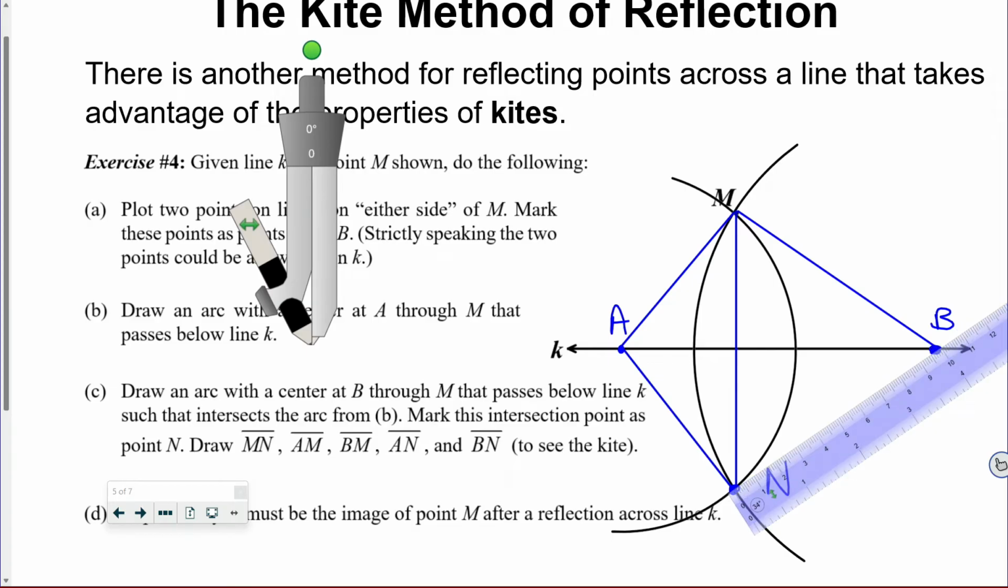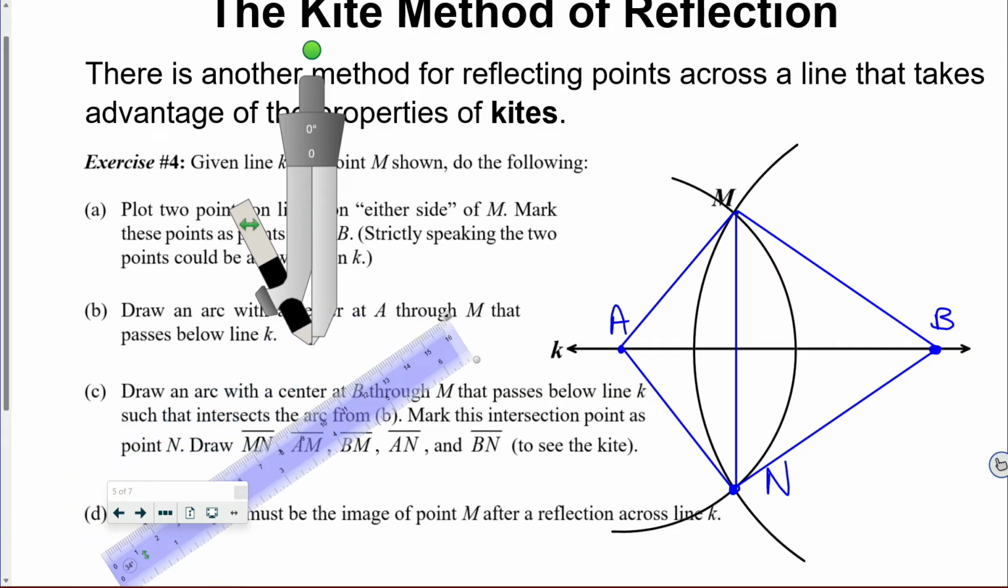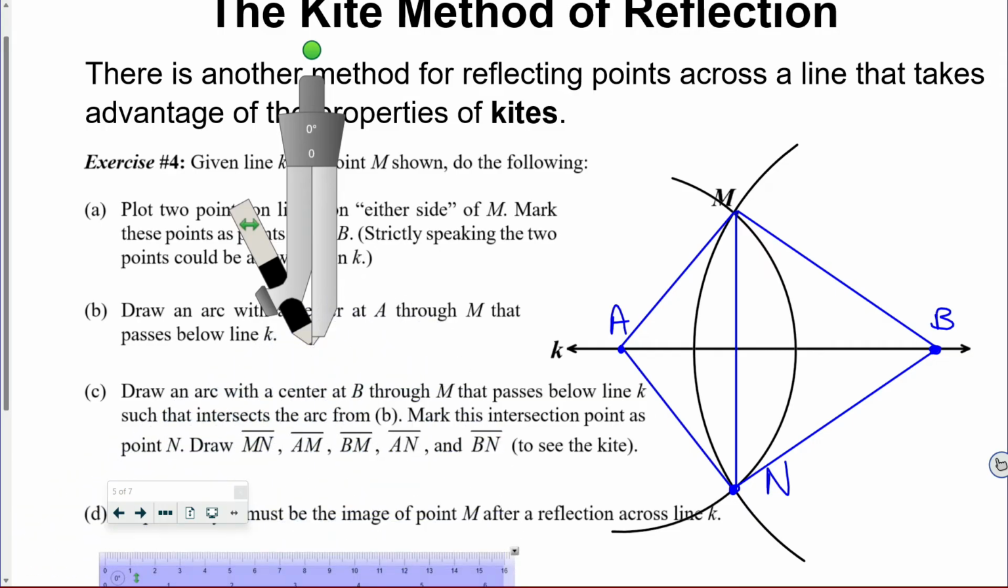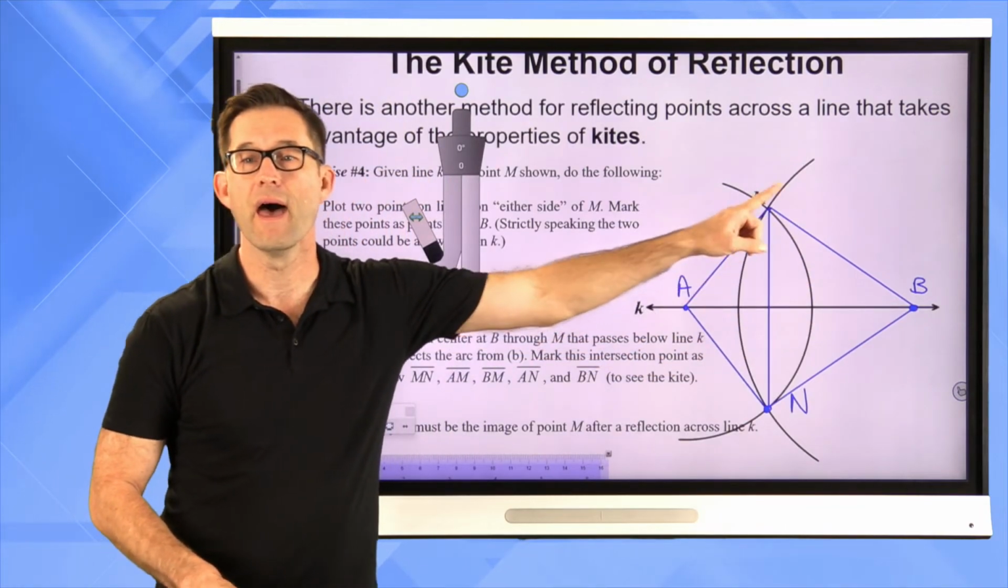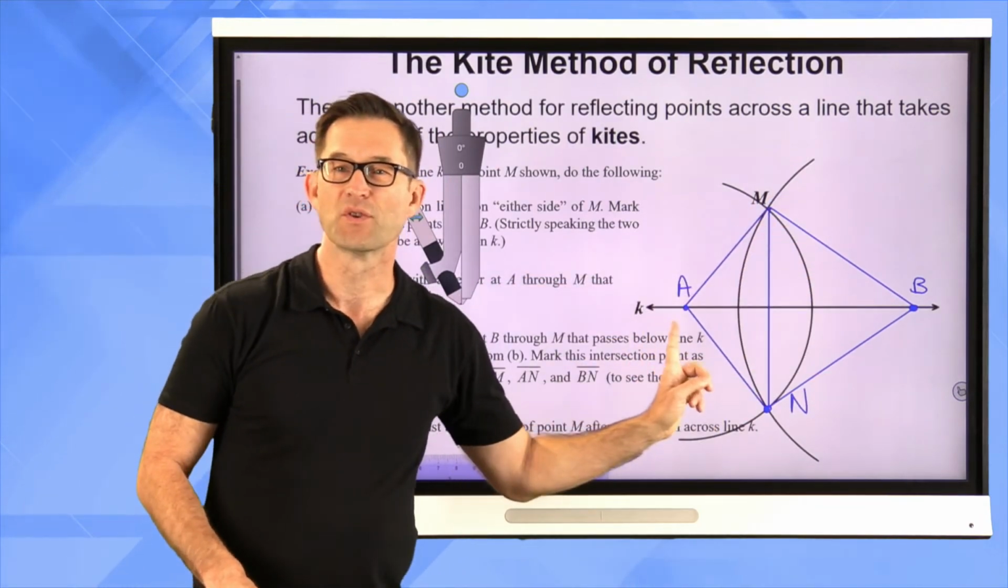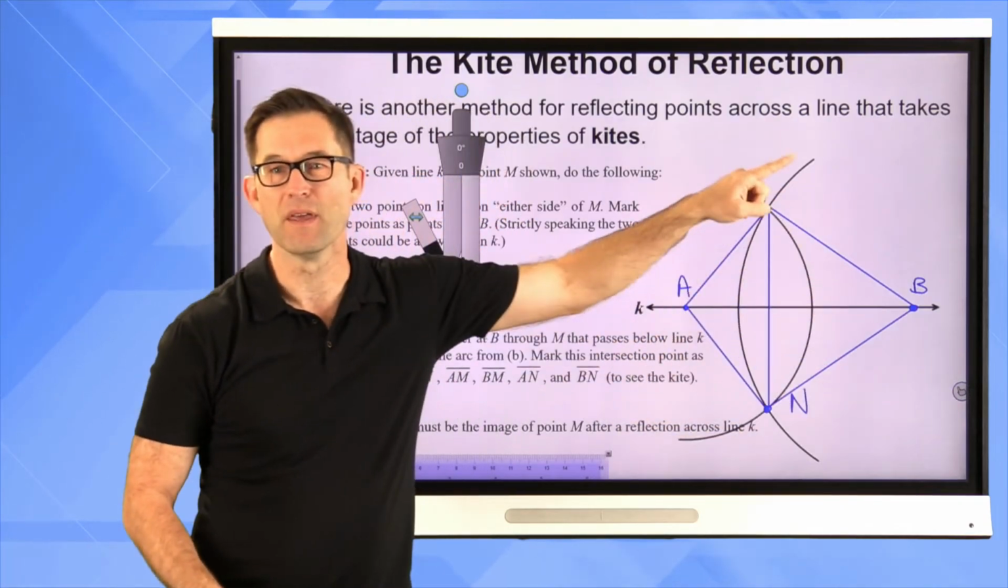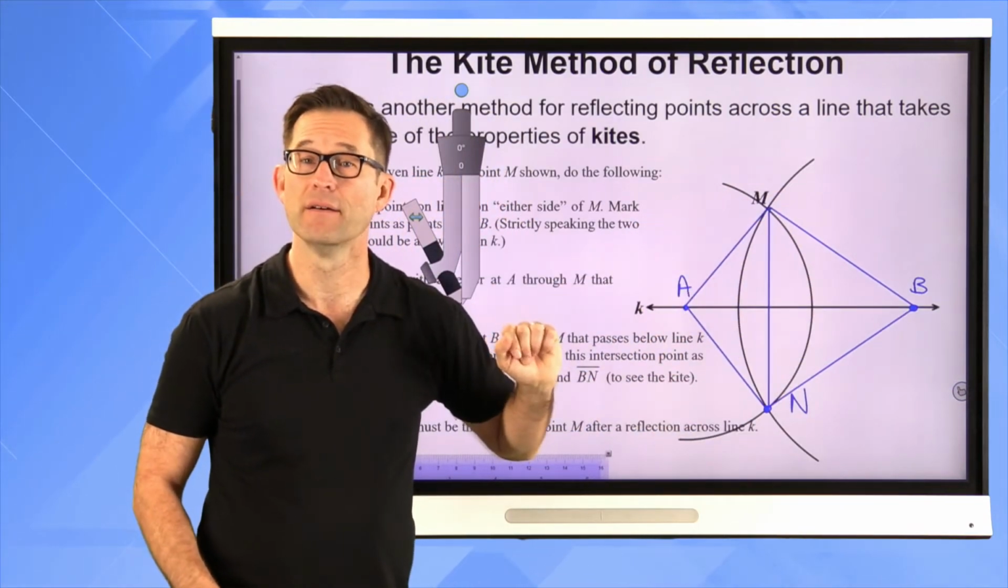Almost. And there we go. All right. There we have it. And we can kind of see the kite shape, right? The kite is AMBN, with sort of this diagonal, AB, and this diagonal, MN.